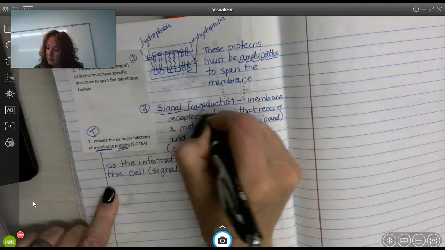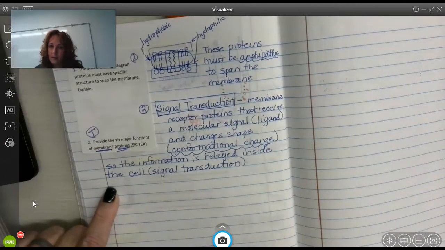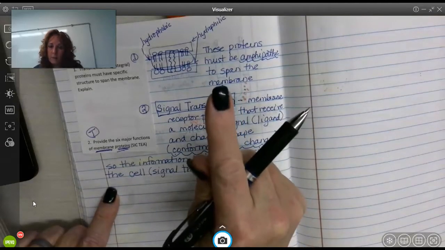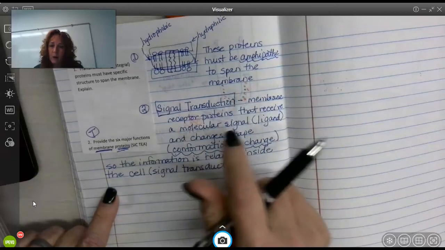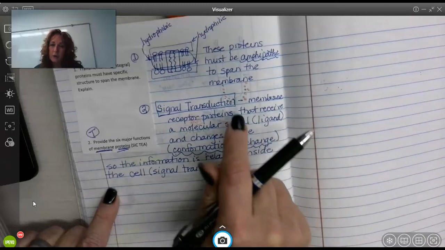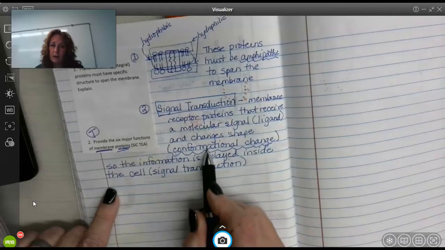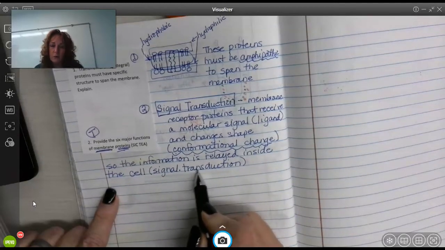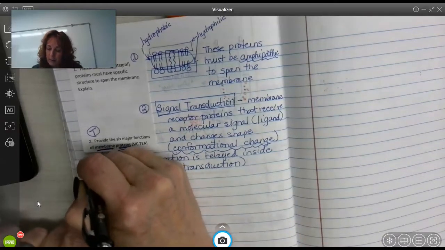So if you think about, I'm gonna box this in. If you think about it like a doorbell, your finger would be the ligand, the doorbell on the outside of the house would be the receptor, and then all of that mechanism that goes from the wiring outside the house to the wiring to the doorbell inside the house would be this conformational change that leads to the signal transduction, that doorbell going off.